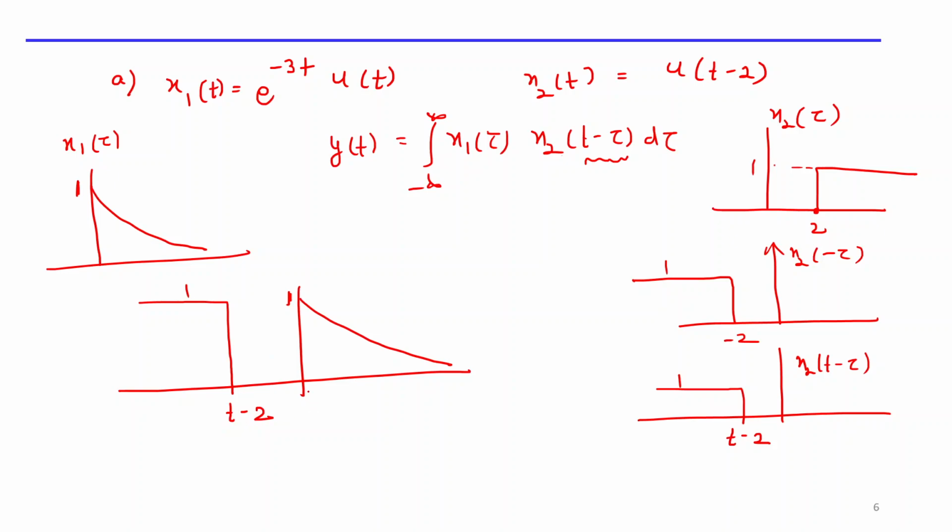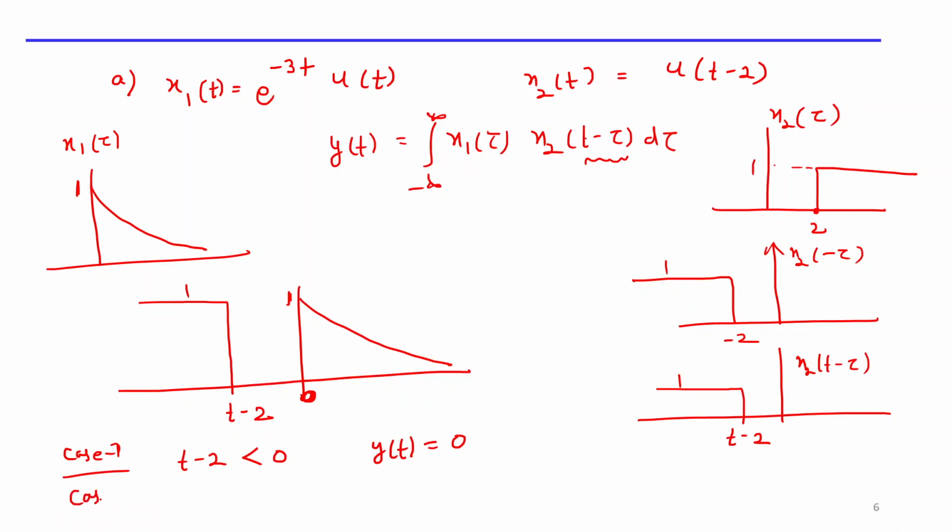Now sir, you just see. If your t minus 2 is less than 0, means any point here you take less than 0, is there any common region which exists? No. If there is no common region, then obviously your multiplication value is 0, so your y of t equals 0, the first case.